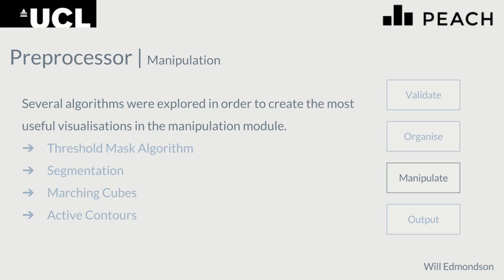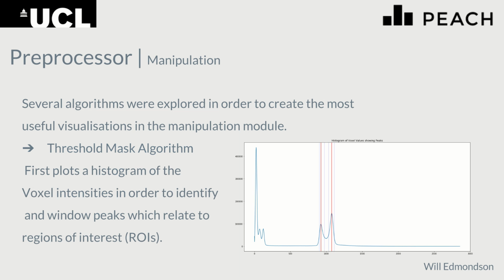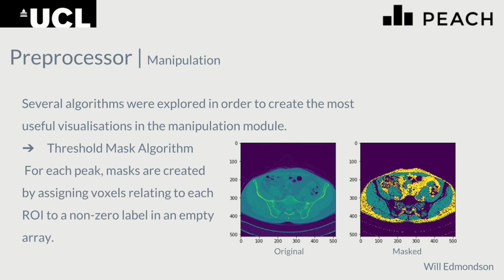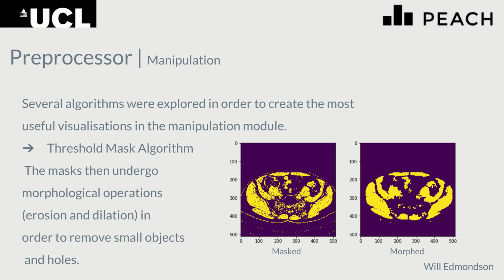Several algorithms were exploited in order to create the most useful visualizations in the manipulation module. Threshold mask algorithm: this first plots a histogram of the voxel intensities, identifies peaks of regions of interest, and then masks these peaks, creating separate segments from each one. The masks then undergo morphological operations in order to smooth the results.